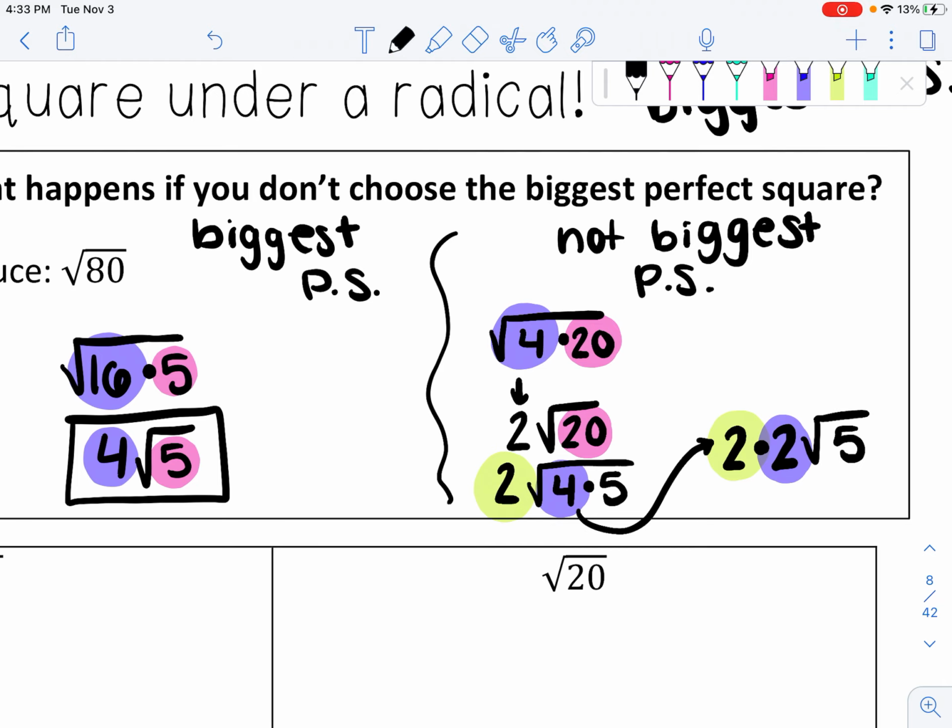And that 5 is trapped in. And hey, 2 times 2 is 4. So I get 4 square root of 5, which is the same answer we got over here. It just was a lot faster to get this one. So that's why you always want to use the biggest perfect square possible.